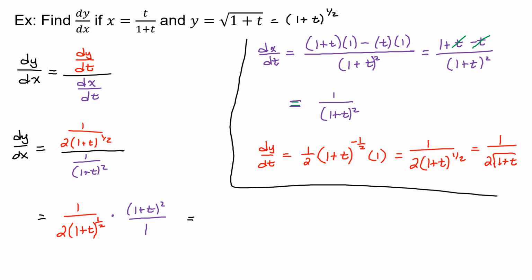So the squared on top and the 1/2 power on the bottom can combine together. You just subtract those powers, 2 minus 1/2, to get 1 plus t to the 3/2 power. And that would be your derivative for dy/dx. So hopefully that is not too bad. I don't think it is. But like I said, it's going to get a little bit worse than that as we go along. So that's kind of a simple one to start with.